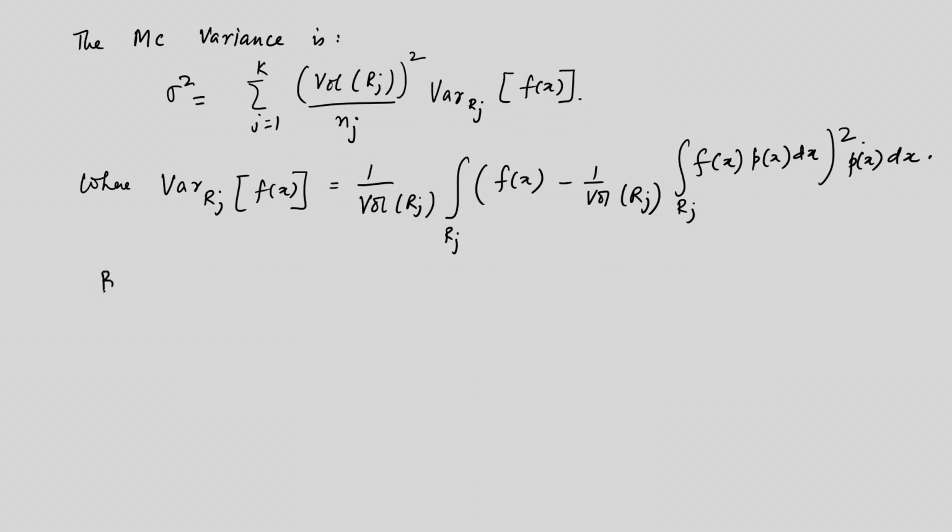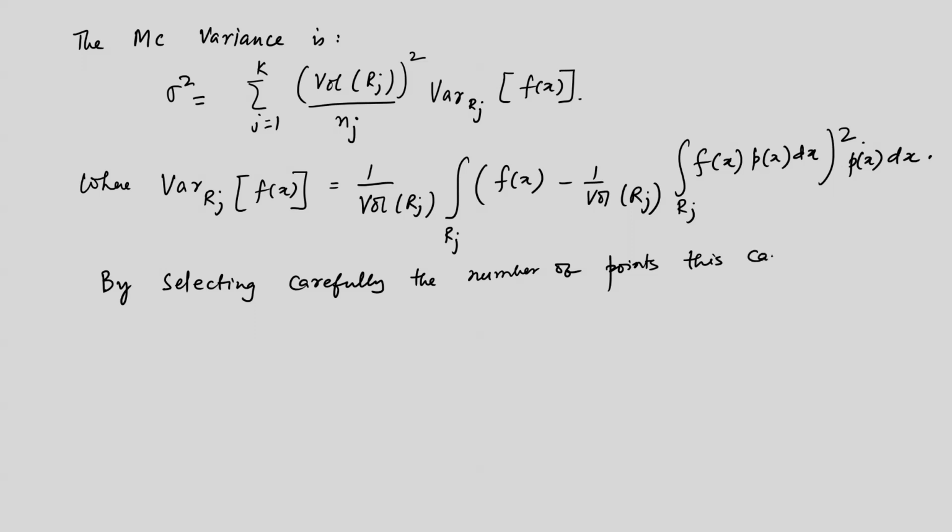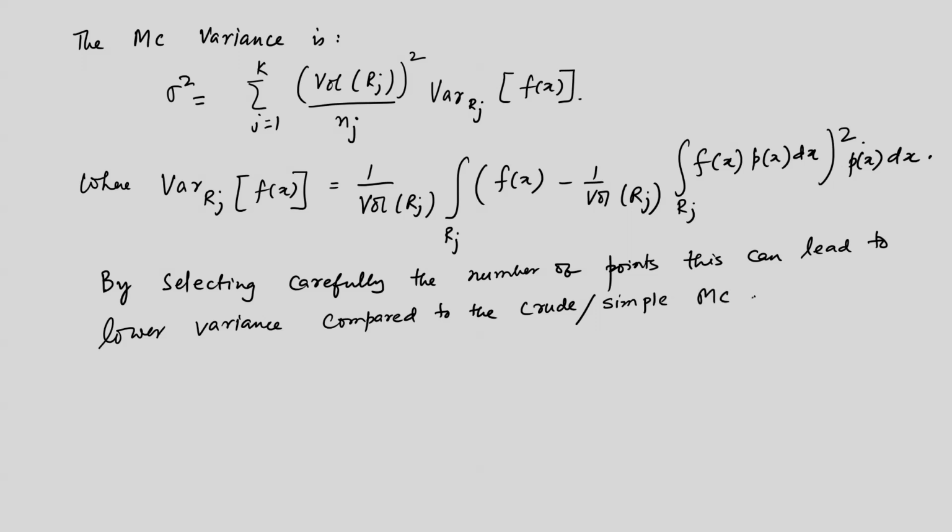So, we will write that by selecting carefully the number of points, this can lead to lower variance compared to the, we have used this word earlier, crude or simple MC estimate.